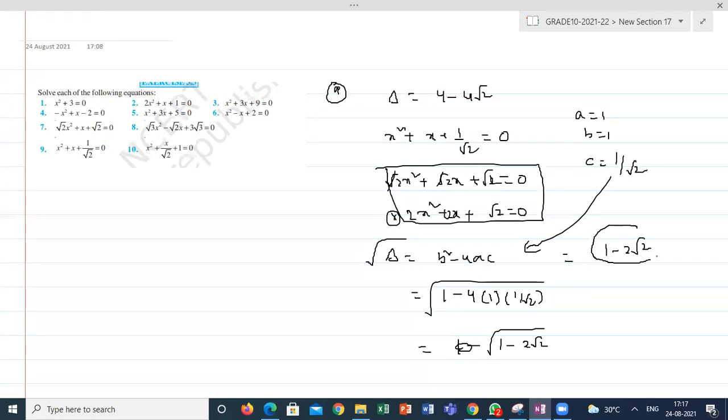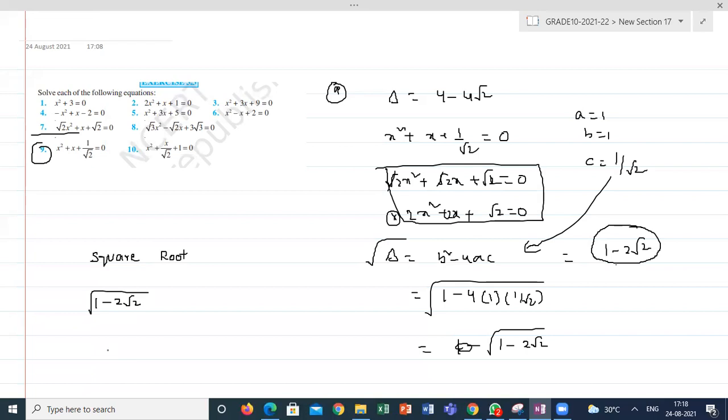This is a time where you have to calculate the square root of the complex number. Then only we can solve the situation. So far it looks a little simple, but there is a situation under the root we are getting. If I am able to calculate the square root, it will be easy. How to calculate the square root of an irrational number? 1 minus 2 root 2 square root.